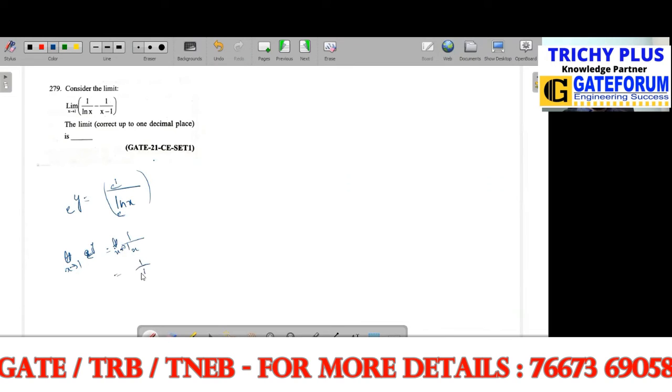If you put 1 by 1, which is equal to 1, which is nothing but limit x tends to 1 of e power y. If you want to come back again, y is equal to, you have to take log 1, ln 1. So this is again going to be 0. Y is going to be 0. Okay, this is also fine. What about this? You can go with that.